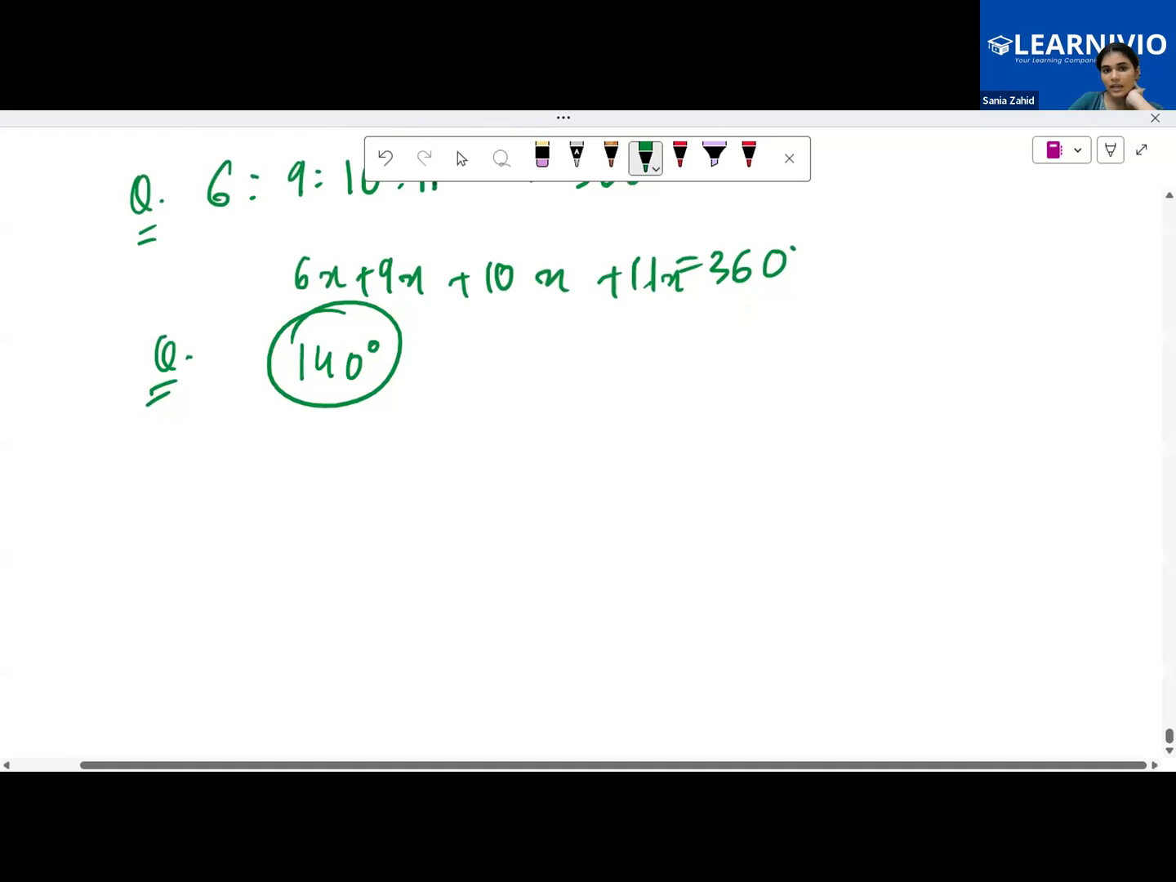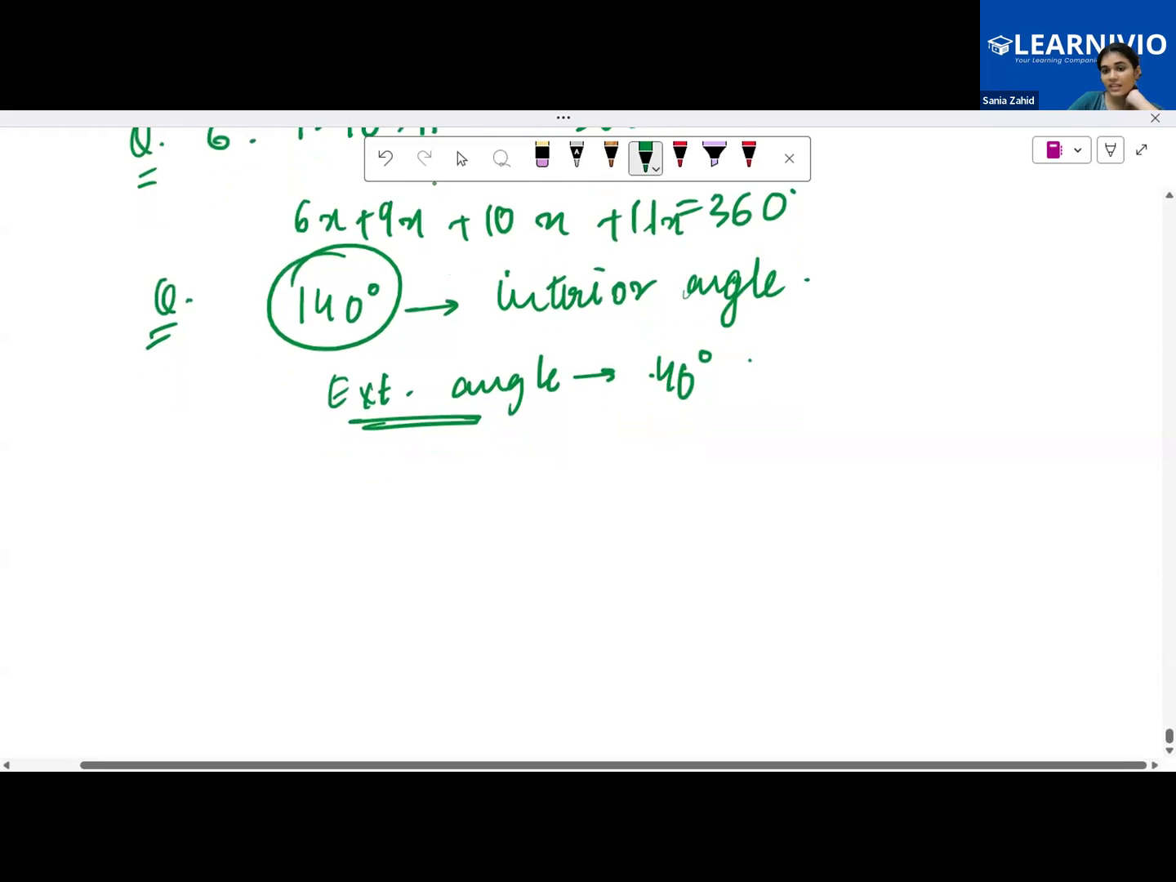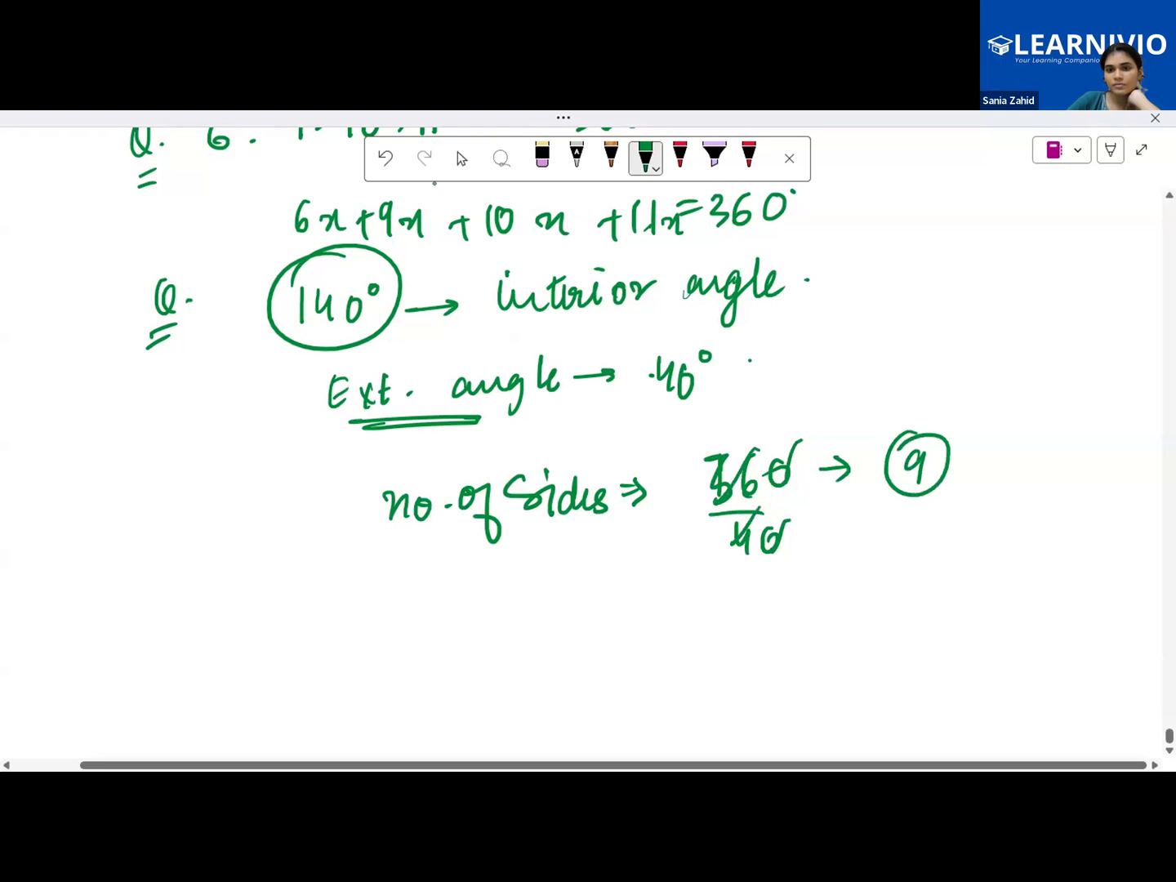Okay, so if you have the interior angle, can you find the exterior angle? How do you find the exterior angle? The sum of interior angle and exterior angle is equal to 180. So what will be the exterior angle? 40 degree. And what is the formula for the number of sides when we have the exterior angle? 360/40 you will do. We'll have 9. Okay, ma'am. Clear? Yes, ma'am.